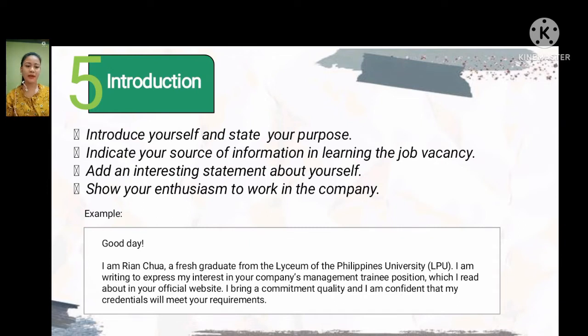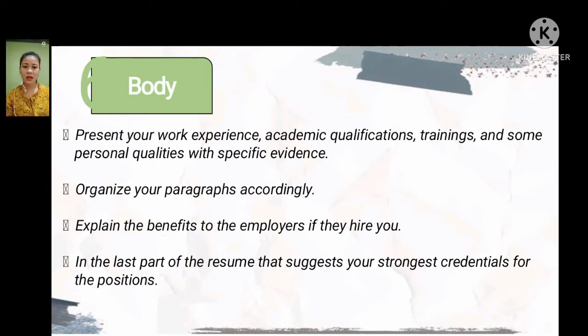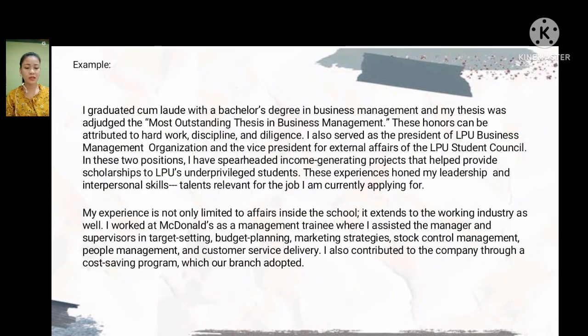So next part is the body. The body of the letter, everyone, is where you're going to present your work experiences, your academic qualifications, your trainings, and some personal qualities with specific evidence. This is where you're going to showcase your capabilities, your qualities, why you're the best fit for the job. When you're writing the body of your letter, you should organize your paragraphs accordingly. Like for this example, as you have seen, the sender here states her work experiences, her academic qualifications, and so on.